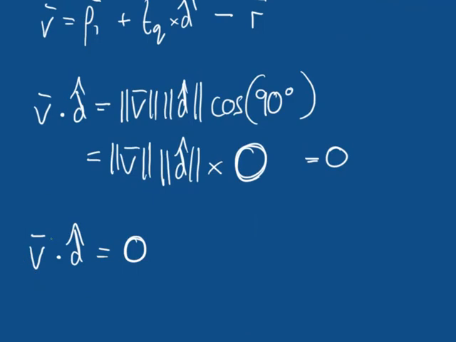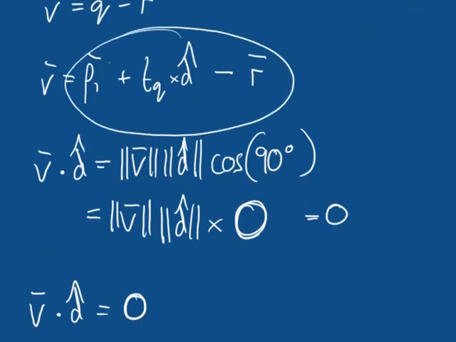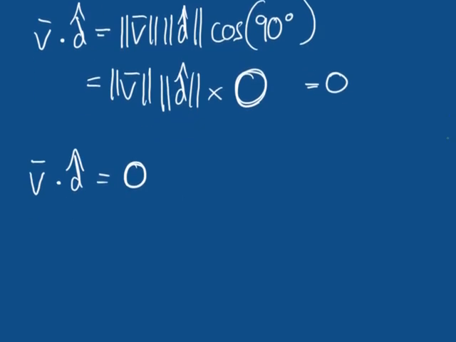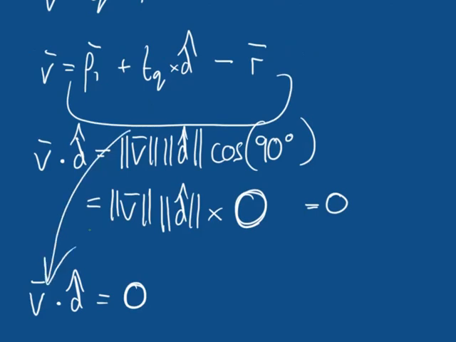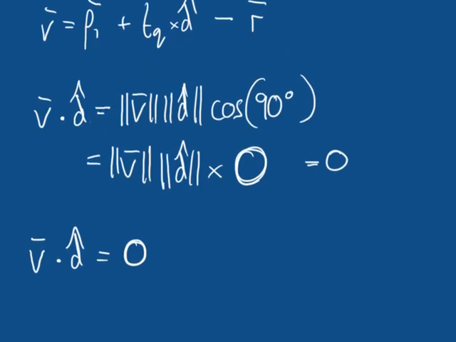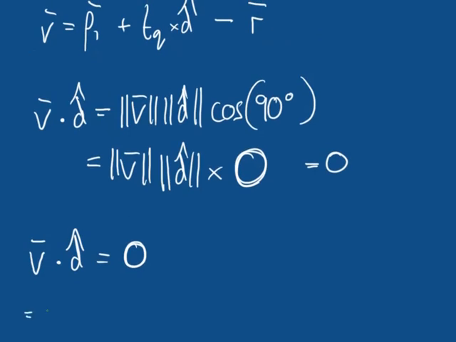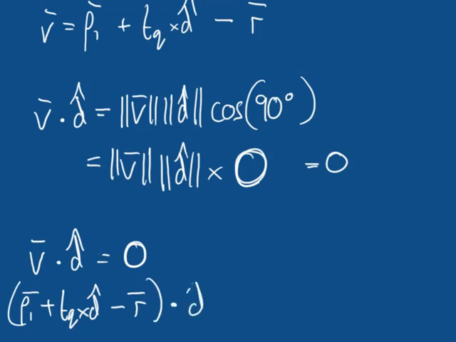So if v dot d is equal to 0, and v is equal to p1 plus tq by d minus r, then we can rewrite this by taking this value for v and plugging it into our equation. I don't know if I'm going to be able to fit it all on one whiteboard, but we can rewrite this as p1 plus tq multiplied by d minus r, that's our value of v. We take all of that and we dot that with d, and we know that that is equal to 0. So v, which is represented by p1 plus tq times d minus r, dotted with d, is equal to 0.